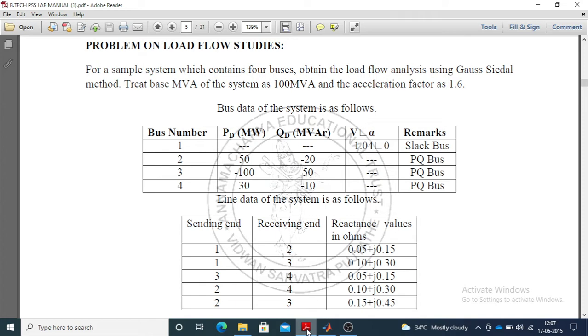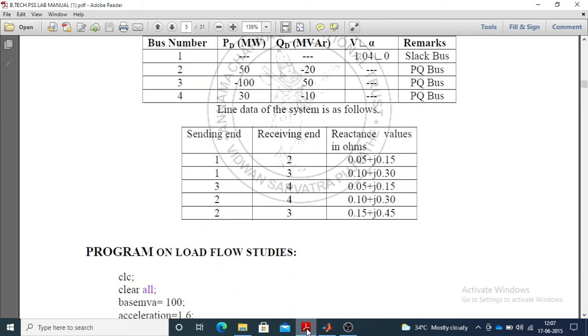The line data, which consists of sending end, receiving end, and reactance values, is given in this table. Between 1 and 2, the resistance is 0.05 and reactance is 0.15. Similarly, between 1 and 3, 0.1 plus j0.3. Between 3 and 4, it is 0.05 plus j0.15. Between 2 and 4, resistance is 0.1 and reactance is 0.3. Similarly, between 2 and 3, 0.15 is the resistance and 0.45 is the reactance. So take down this question onto the left side of your notes.